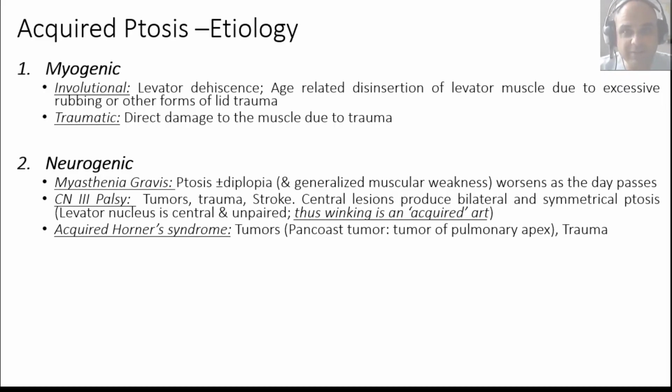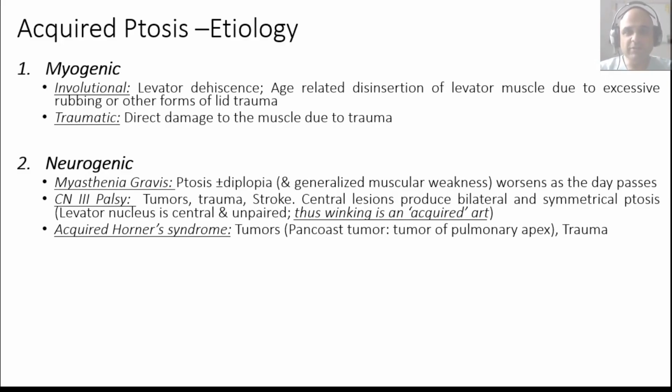You can have myasthenia gravis, which is basically a disease of the motor end plate, and it's very classically variable. It's worse towards the end of the day rather than in the beginning of the day. It's also associated at times with diplopia because together with the levator palpebrae superioris, you can have an issue with one of the other extraocular muscles. So the movement of the eye is also affected.